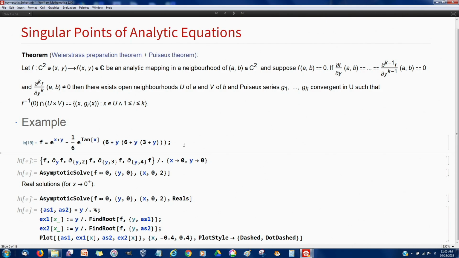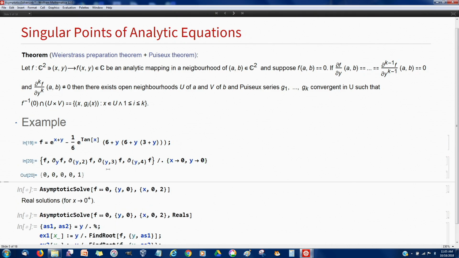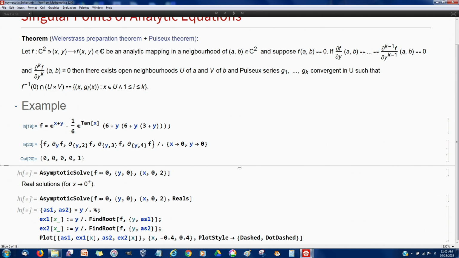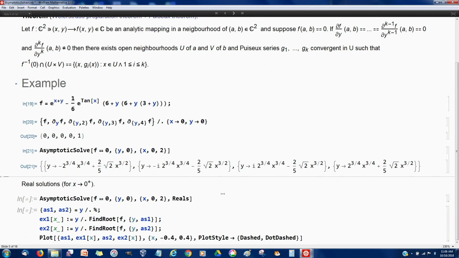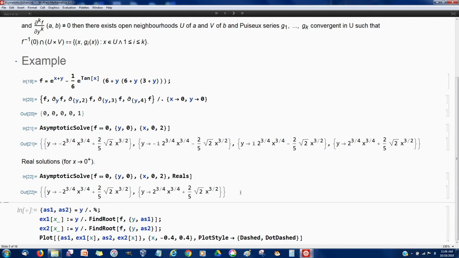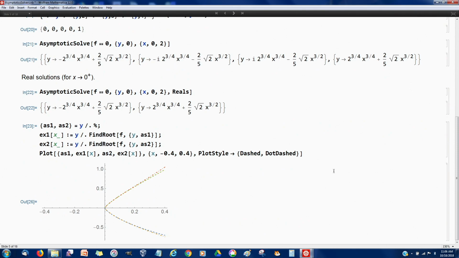Here is a function. We are solving for y in terms of x. Let's see that at 0, the function and its first 3 derivatives are 0. The fourth derivative is not 0. So we can expect 4 solutions that are Puiseux series. AsymptoticSolve should shortly give us the solutions. Here they are, and indeed they have fractional powers. We can also ask for real solutions for positive values of x. Here we have just 2 real solutions, and we can check again that they approximate the exact solutions pretty well.